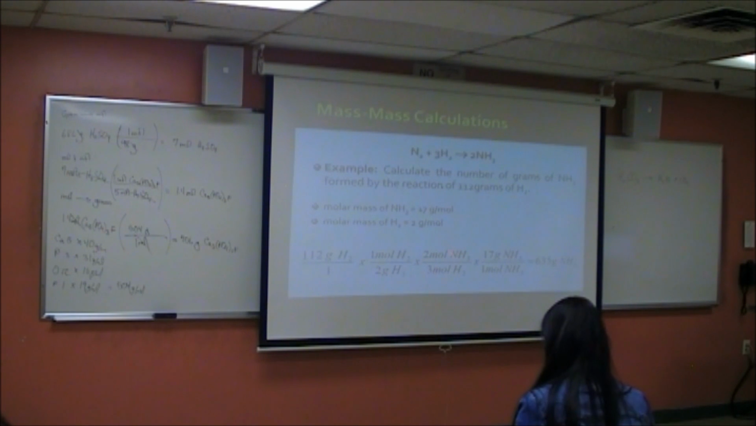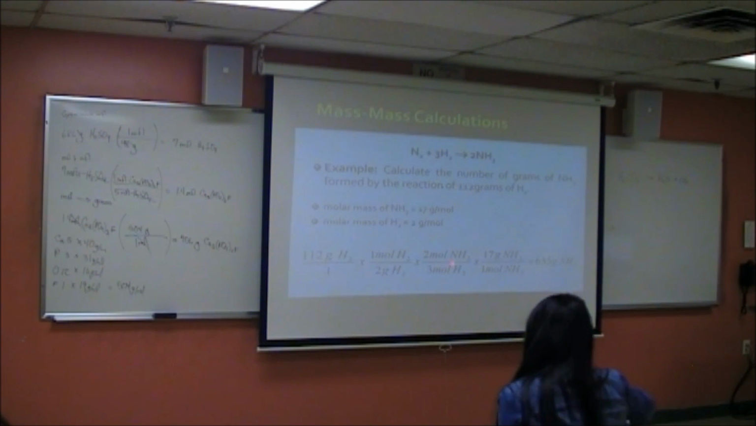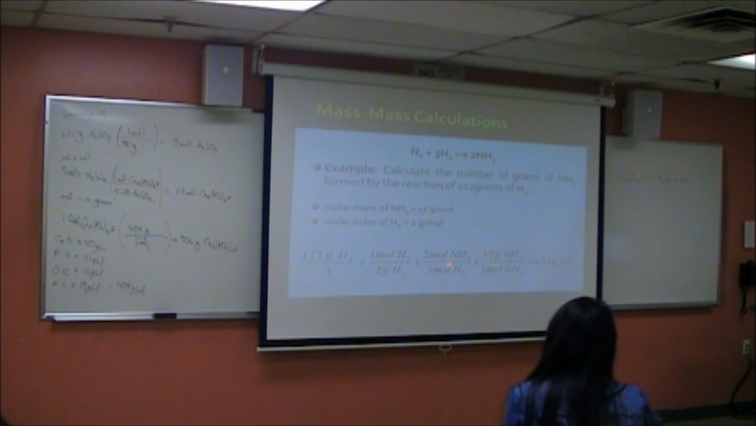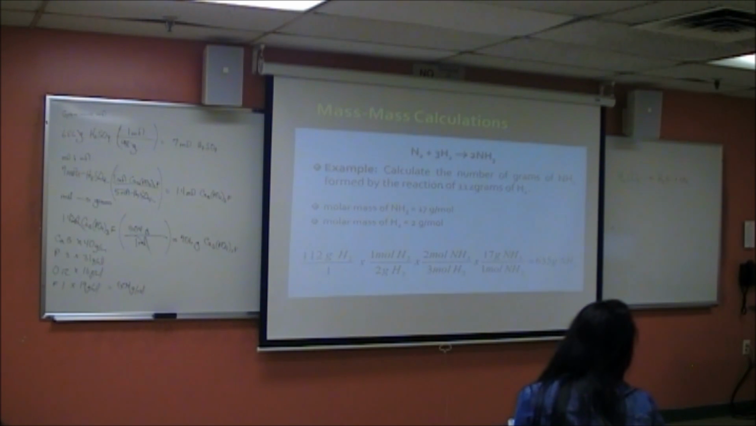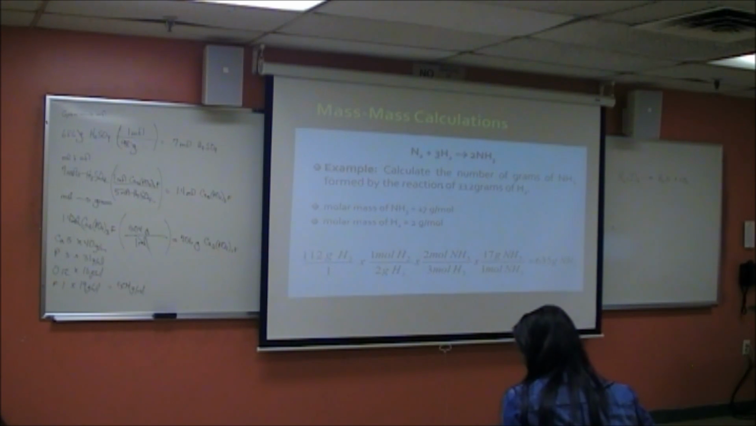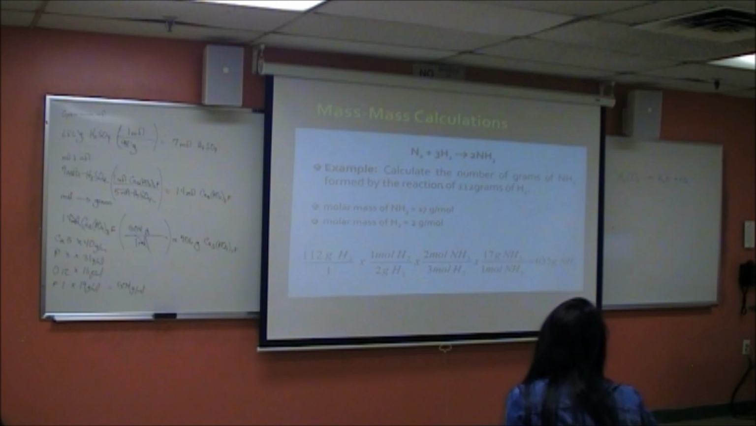So you take now that 37.3 moles of ammonia and you convert that to grams using the molar mass. 37.3 times 17 is 634.78, and the correct number of significant figures is 3. So therefore, we have 635 grams of ammonia.